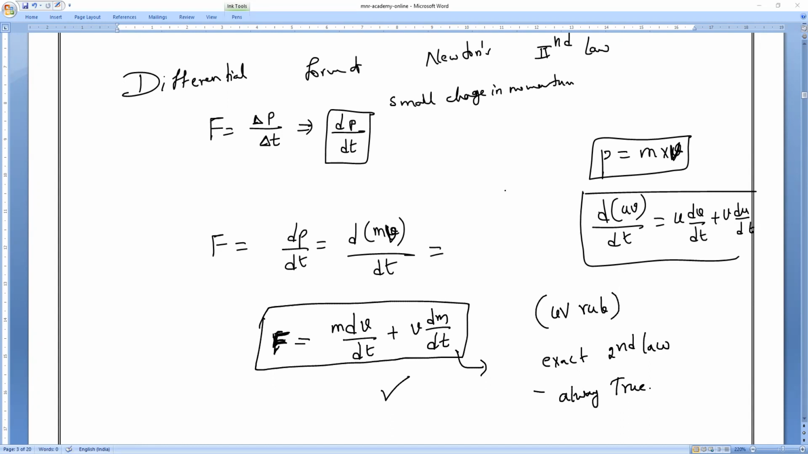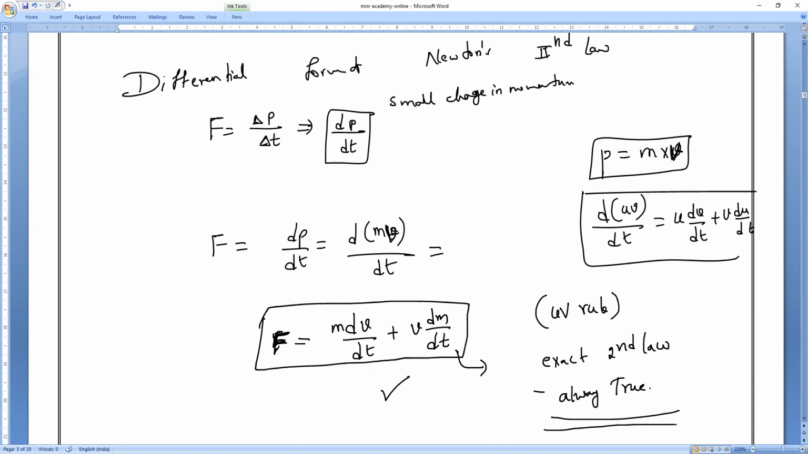Any doubt, you can ask me. Okay, do you understand? Yes, sir. This is the exact form of the second law. The exact form of the second law always remains what? Everybody, always remains true. Understand?